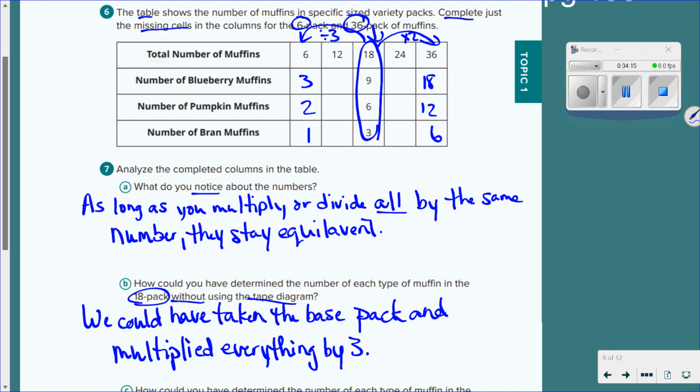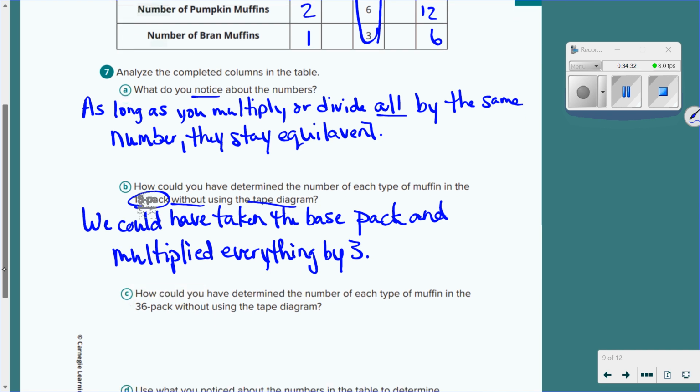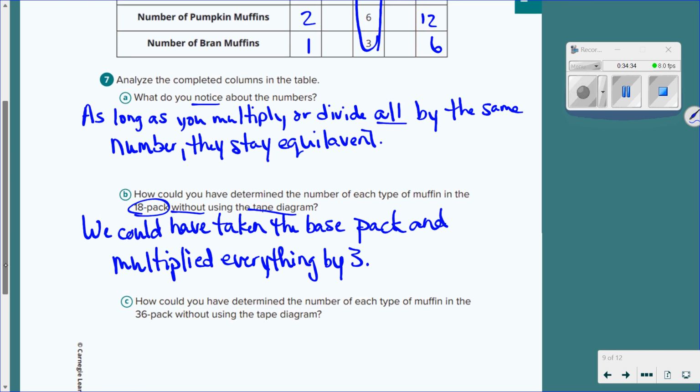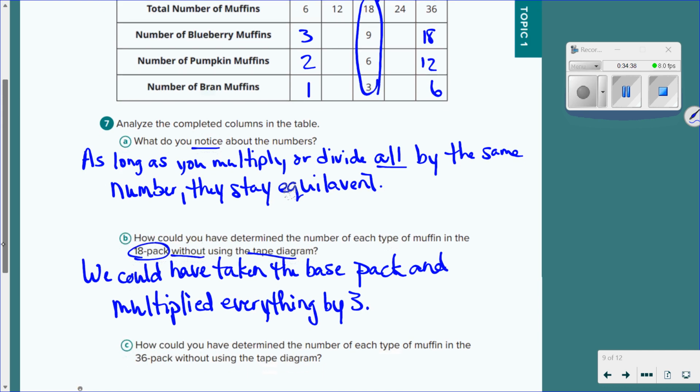So again, really the biggest key there, guys, as long as I do the same number, it doesn't matter what it is, it's going to stay equivalent. So the whole key in this entire operation is figuring out what that number is that we were using. So how can I determine the type on the 36 pack without using the tape diagram?